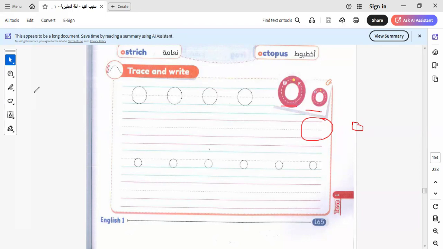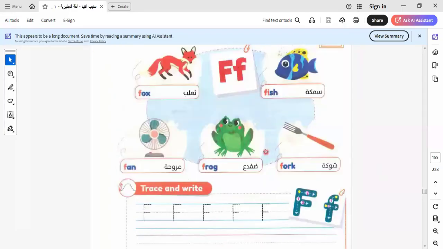Let's continue the rest of the unit of the lesson. Okay, this is how to write the capital O and small o. After I end the video, I will leave you the link of this book below the video to download it and trace these letters by yourself.